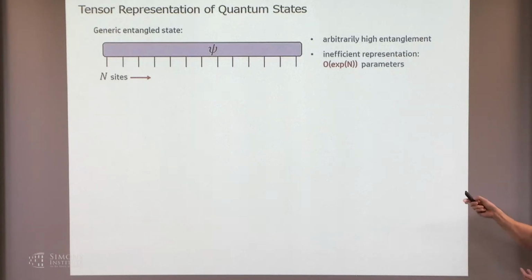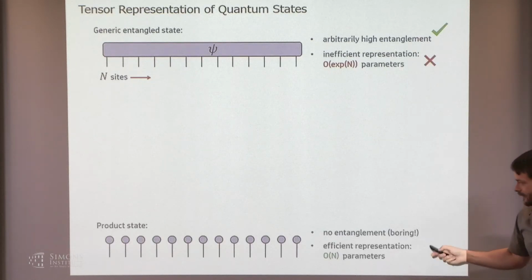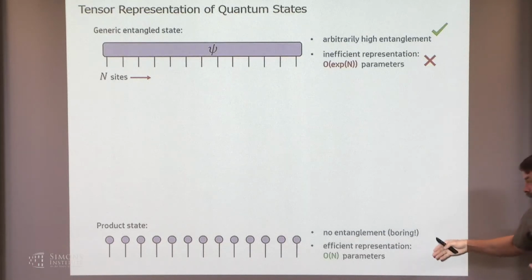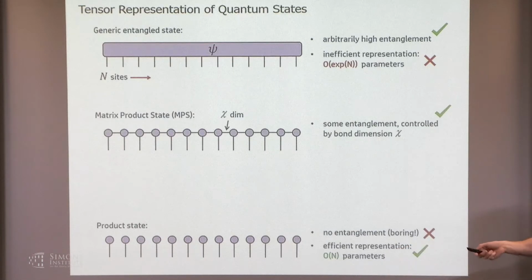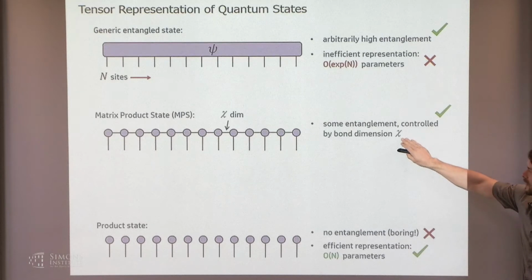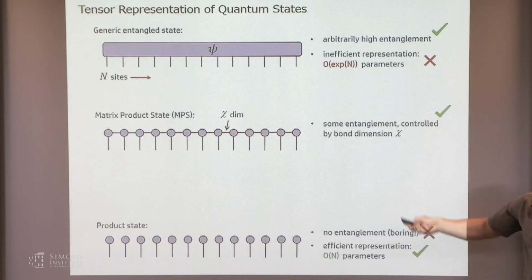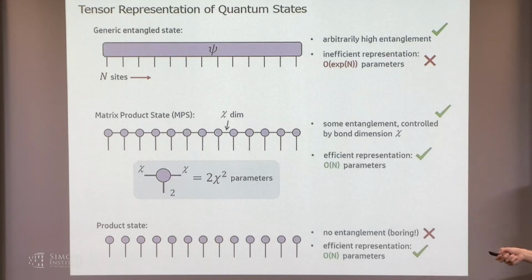So schematically, we can think about it like this. For a generic entangled state, we have arbitrarily high entanglement, and it takes exponentially many parameters to describe. At the other end of the scale, we have a product state. This is very boring: we have no entanglement here. However, we have an efficient representation with order n parameters describing the state. So the tensor network is an interpolation between these two extremes. We have some bond dimension, which we call chi, which is the dimension of this index. If chi equals 1, then we have a product state. If chi is exponentially large, then we can recover any state up here. So the hope is that for some reasonable values of this bond dimension, we still get some entanglement, and that this is enough to do some interesting things. So we can really interpolate between these two extreme cases in a controlled way.